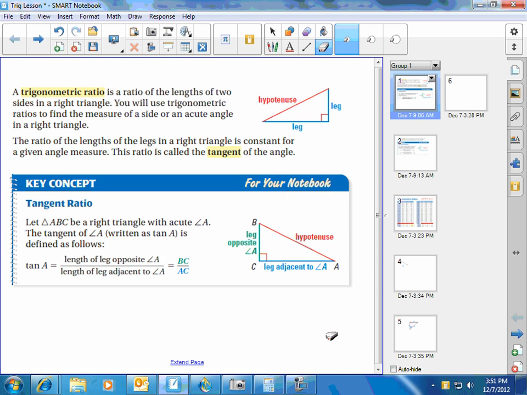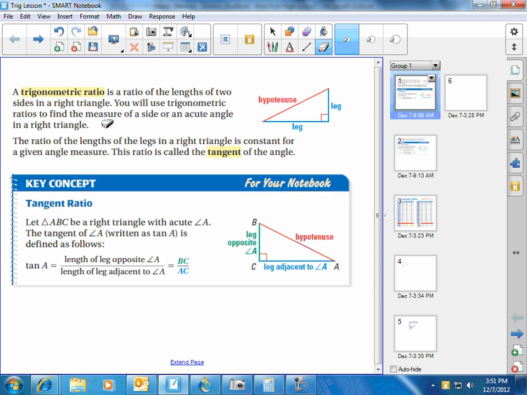Hi, I'm going to try to help you understand what trigonometric ratios are. Okay, first of all, it's a ratio. A trigonometric ratio, if you'll read along with me up here, is a ratio of the lengths of two sides in a right triangle. So the subject is a right triangle.